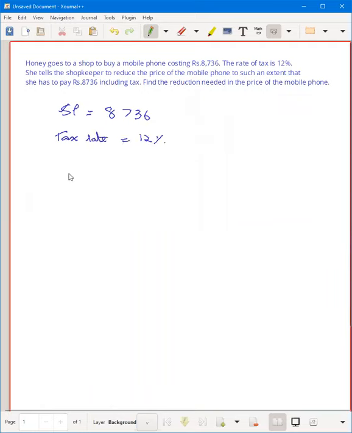And now what is the person telling? That she wants the final selling price to be 8736. So what does this mean? That the price is including the tax of 12%, right? So let the reduced selling price be X. We can take the reduced selling price as X.